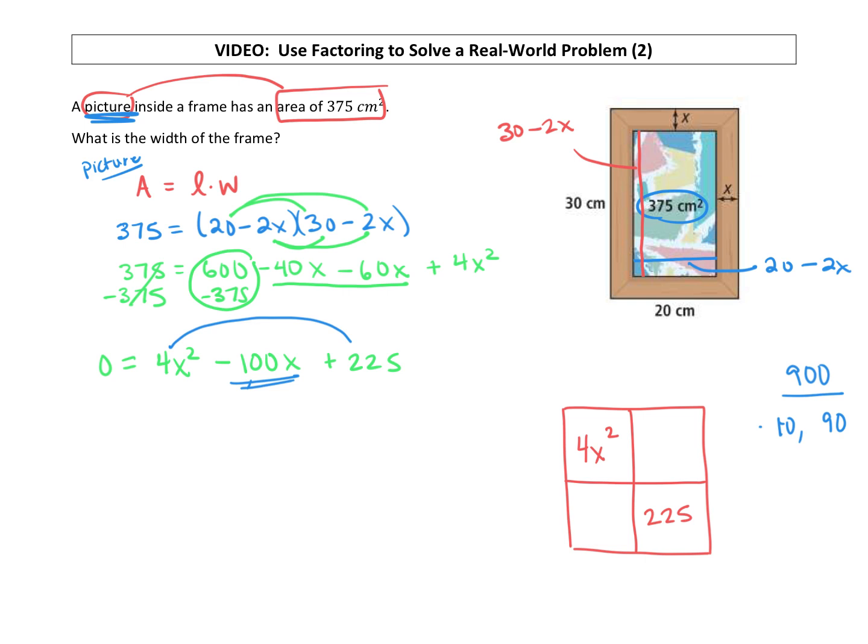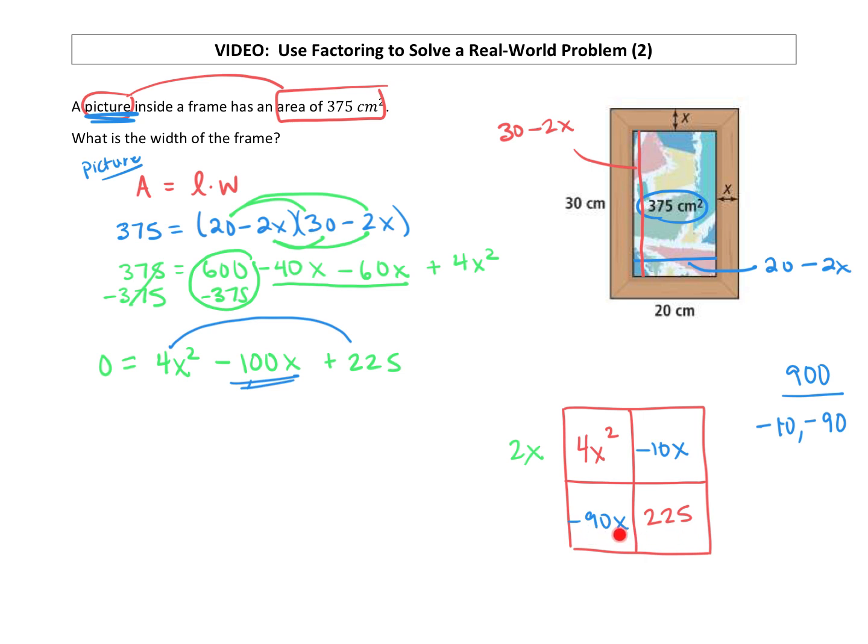Because it's a negative 100, I'm going to want both of these factors to be negative. So quick check, do they still multiply to a positive 900? They do. Do they add up to a negative 100? They do. All right, so we're going to put a negative 10x in one box and a negative 90x in the other, and then we're just doing GCF factoring. So we're going to look for a GCF for each row and each column, and then those will be our binomial factors. So 4x squared minus 10x, they have a 2x in common.